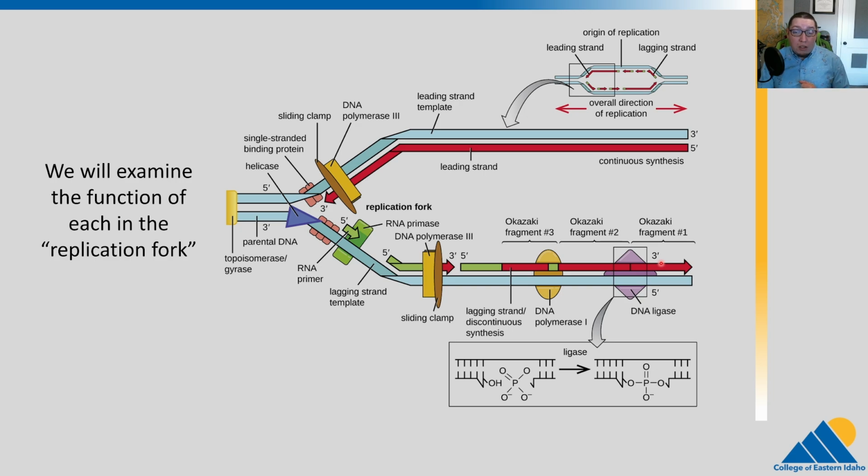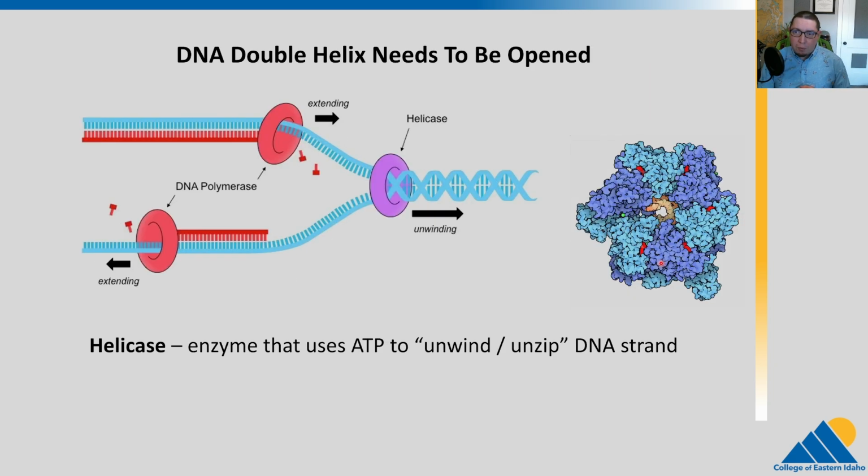We need to unzip the DNA double helix. Okay, so the DNA double helix needs to be opened up. I apologize, I've flipped the diagram here. This time we're moving to the right. There's an enzyme called helicase. Helicase, its job is to unzip the hydrogen bonds that hold the DNA double helix together. To do that, it has to spend ATP to break these bonds. So it actually has to put energy in to break the bonds that are there.